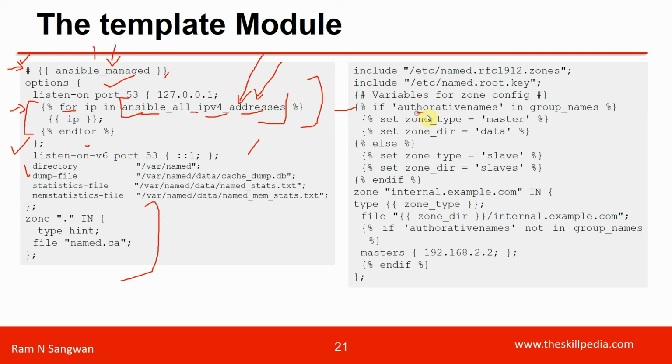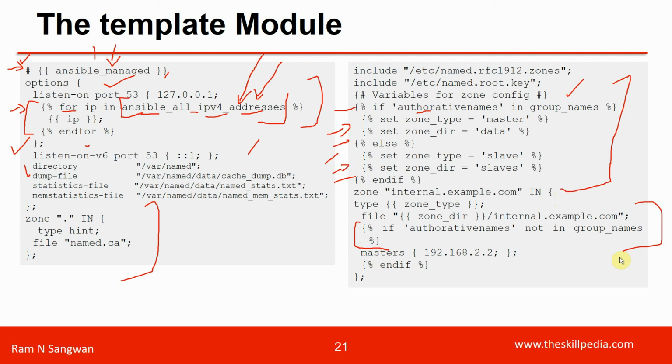If authoritative names are in the group names, then set this zone type, set zone directory, else set zone type and zone directory. This is the programming part. So programmatically, we dynamically create the content of this file using this logical flow, using this conditional. Similarly, this is also interpolation. Wherever you see these curly braces and this percentage symbol, that means you are interpolating, you are putting in the variable from facts, gathered facts, or declared variables.